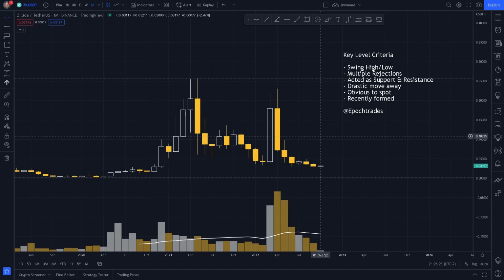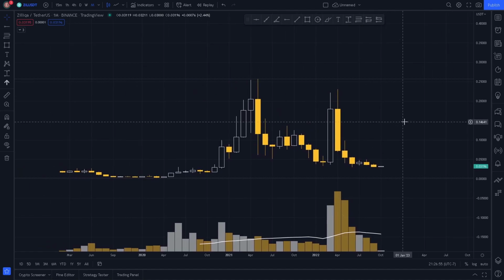Today we're going to be covering key levels on the higher time frames on Zilliqa, ZIL. So, as always, our key level criteria, what we look for: swing highs and swing lows, multiple rejections, acted as support and resistance, drastic moves away, obvious to spot, and recently formed. So let's go ahead and jump right in.